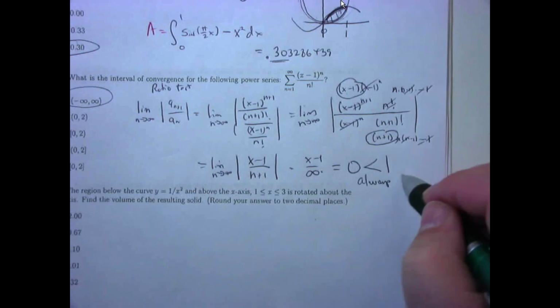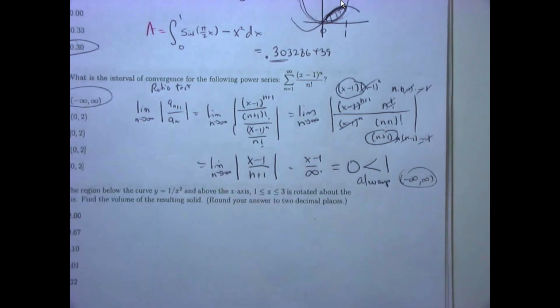Always less than 1 means what? My interval of convergence is for all x's. Negative infinity to infinity. Does that make sense? There's no more x's to solve for. You're always less than 1, so it works for all x's is what we're telling you. Look at the next guy.